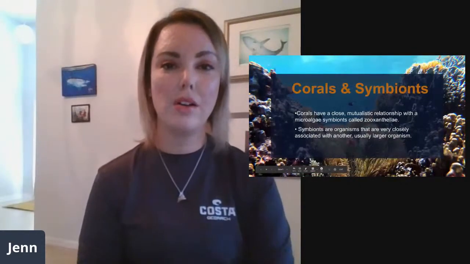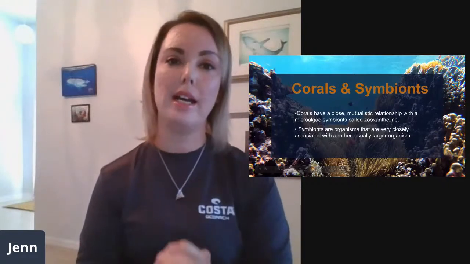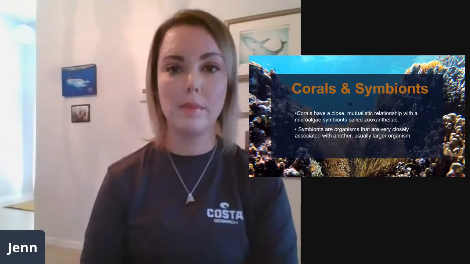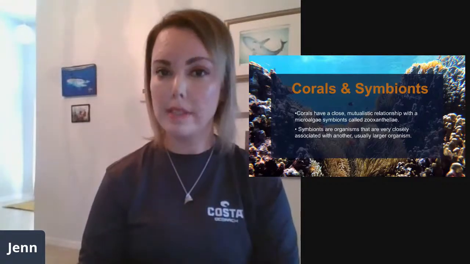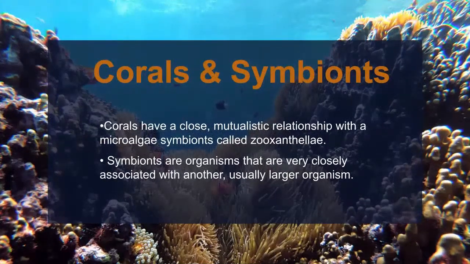All right, so our coral species here. Corals have something called a symbiont on them. It's a little critter that has a mutualistic relationship. Mutualism is a type of symbiosis where both organisms benefit from the relationship. This critter is called zooxanthellae. It is a microscopic algae that is actually what keeps corals alive. They work very closely with each other, and that microscopic algae, if you can go to the next slide.